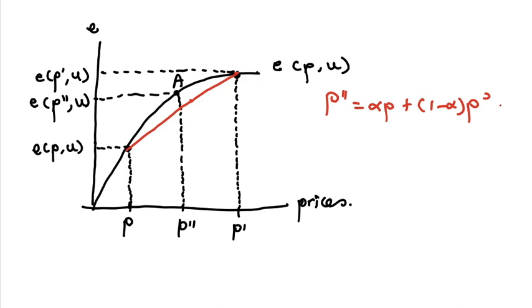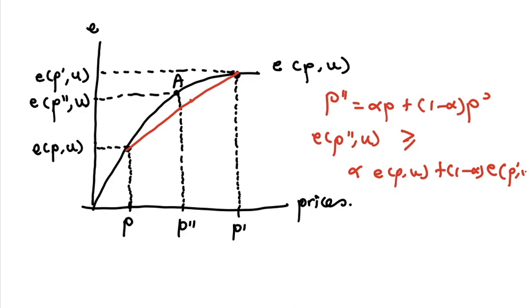Now, the definition of concavity, like I said just now, let me rewrite it again, is this: E of P double prime and U is greater than alpha E of P and U, plus 1 minus alpha E of P prime and U.